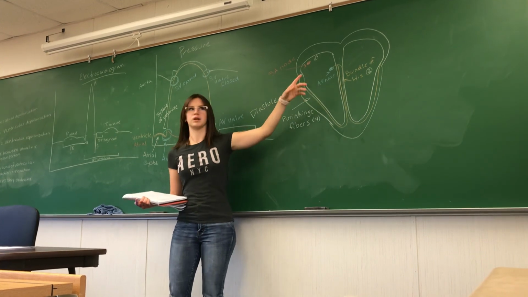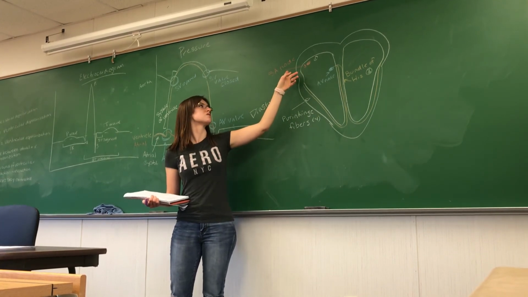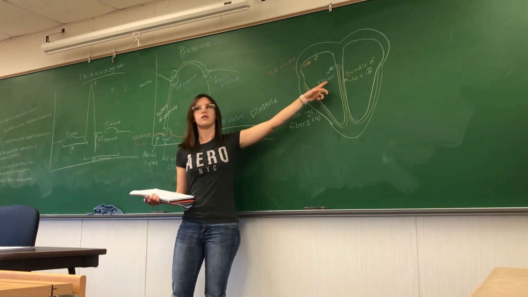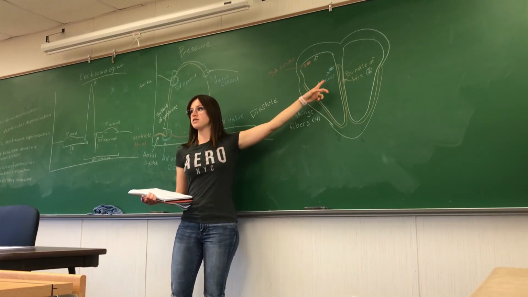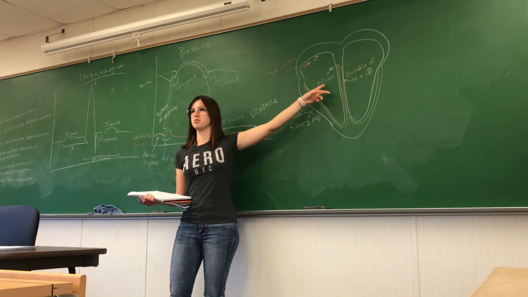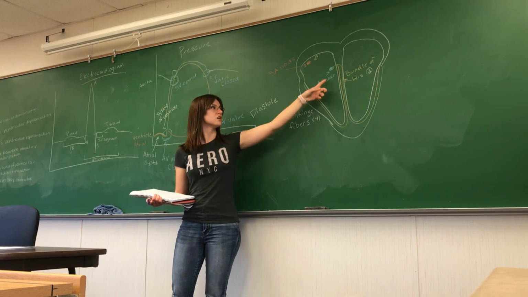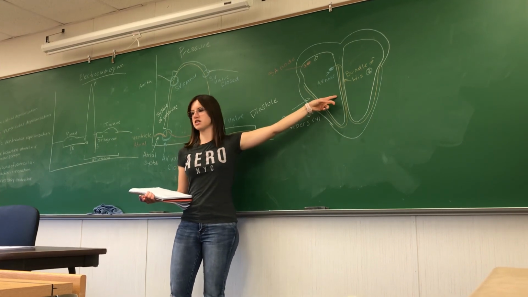You don't need to know these numbers, but the SA node will make your heart beat between 60 and 100 beats per minute. The AV node is a middle range, something like 40 to 60. And if your AV node goes out, the bundle of His actually takes over, and the heartbeat goes to around 40 to 60 beats per minute.